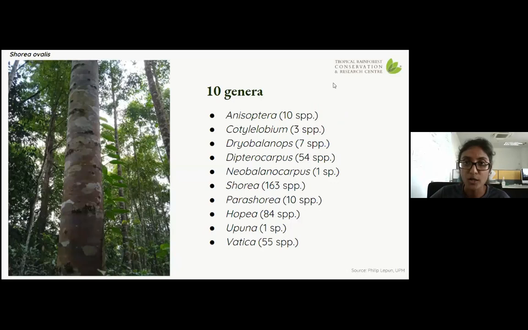Okay, now let's start with how to diagnose each genus. So there are 10 genera, as I mentioned. And what is important here is Neobalanocarpus, as I mentioned, it's found in Peninsular Malaysia, and Upuna is found in Borneo. So 9 genera in the peninsula and 9 in Borneo. The first one is Dryobalanops, so the kapur trees.